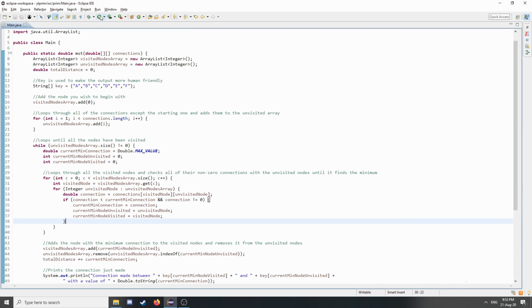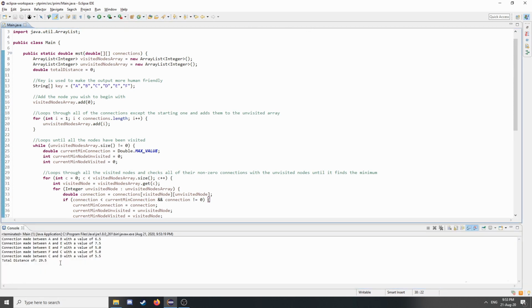Now let's take a look and see if it actually works. And yes, it does work. You may have noticed that there are different connections. That is mainly due to the fact that A and E and B and C are both 7.5, and in the example that I showed, I chose B and C. However, here the algorithm chooses A and E. It doesn't matter, the total distance is the same.